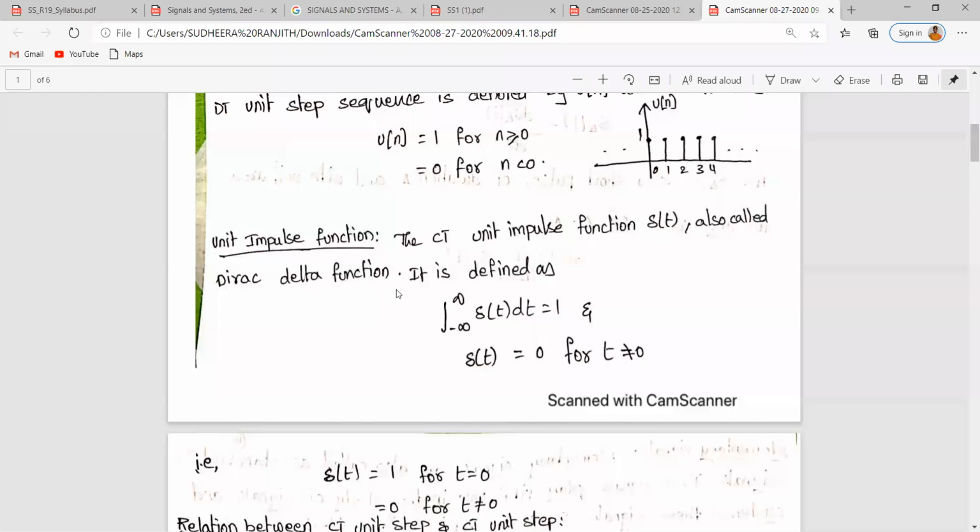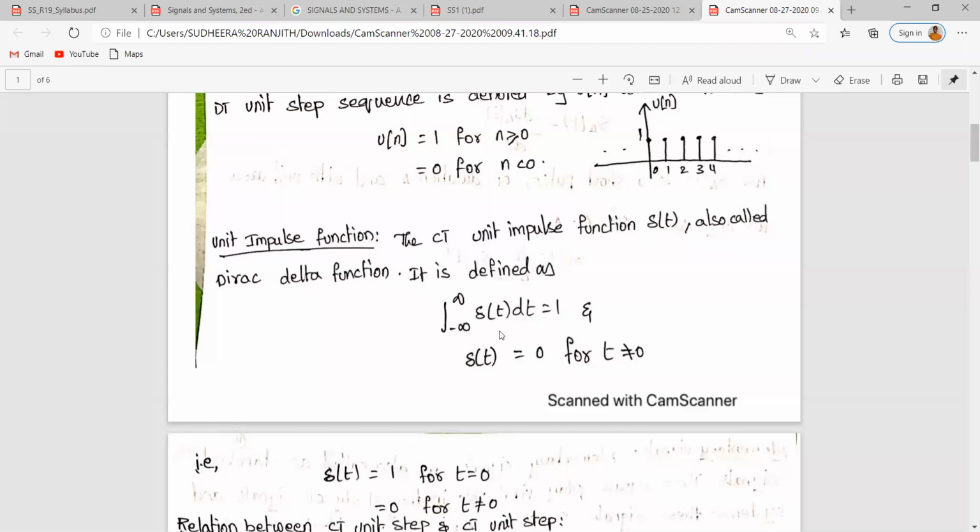It is defined, as I said, such that the unit impulse function has unit area. Where do we use integration? Integration is in general used to find the area under a curve. So this equation indicates that the unit impulse function has unit area. So integral from minus infinity to plus infinity of delta of t dt is equal to 1, right?